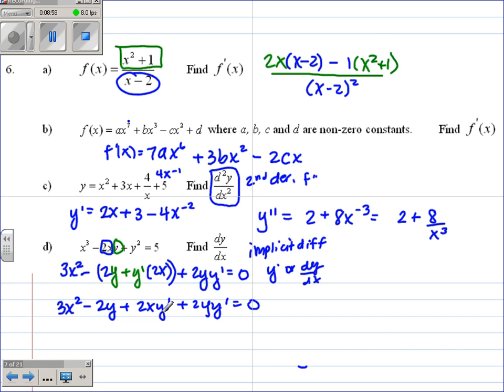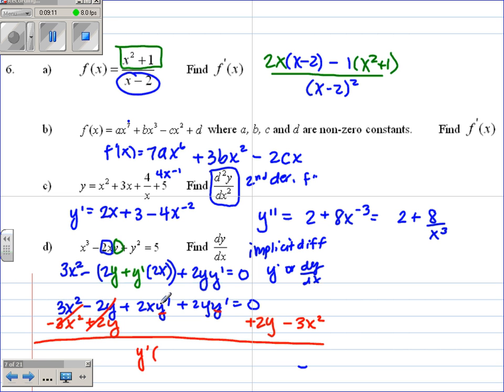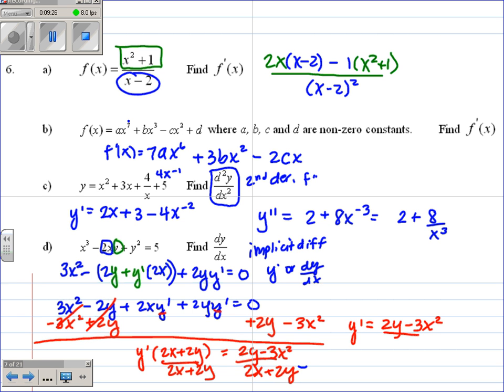Your goal is to solve for y prime, so you get everything that doesn't have y prime over to the other side. So we're adding 2y and subtracting 3x squared. So we get, factor out the y prime, we're left with 2x plus 2y equals 2y minus 3x squared. Divide by 2x plus 2y. So you're left with y prime equals 2y minus 3x squared over 2x plus 2y.